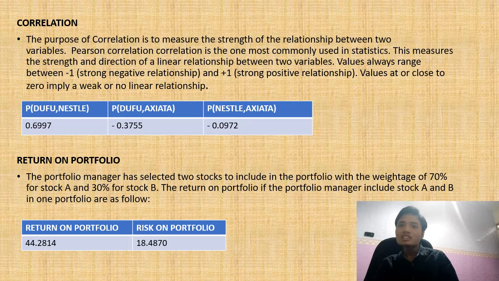70% for stock A and 30% for stock B. The return on portfolio, where the portfolio manager includes stock A and stock B in one portfolio, is as follows. Return on portfolio is 44.2814, and the risk on portfolio is 18.8470.